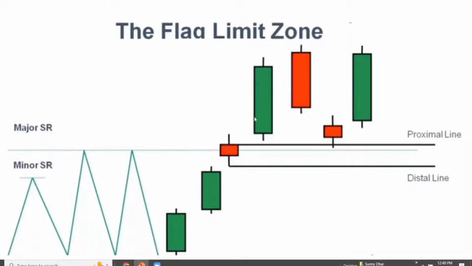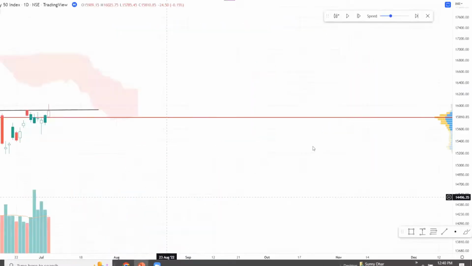Once price goes away from this zone, we have to wait for the price to retrace back to this zone, and whenever price retraces back, the buying starts again. So this is a flag limit zone created. We have to look for a major support first, then look for a base candle right at the major support or resistance, and then once price retraces back, we have to look for a buying opportunity.